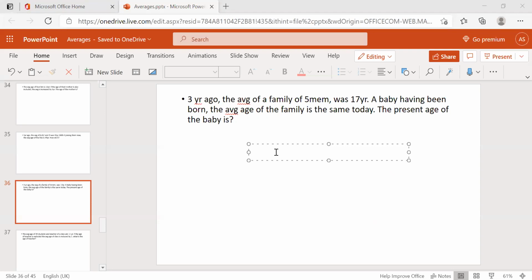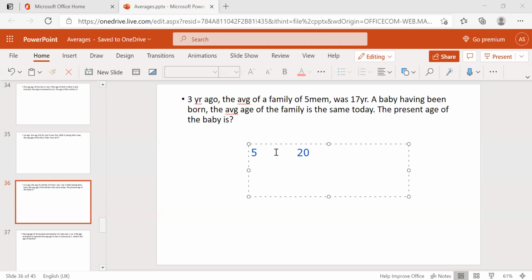Okay, and what they're saying, 3 years ago, how many members is there? 5 members is there. What's the 3 years ago age? Average is nothing but 17 years in the 3 years ago. But now present average 3 years increased for all members, right? So increased by 3. So it is now 20.